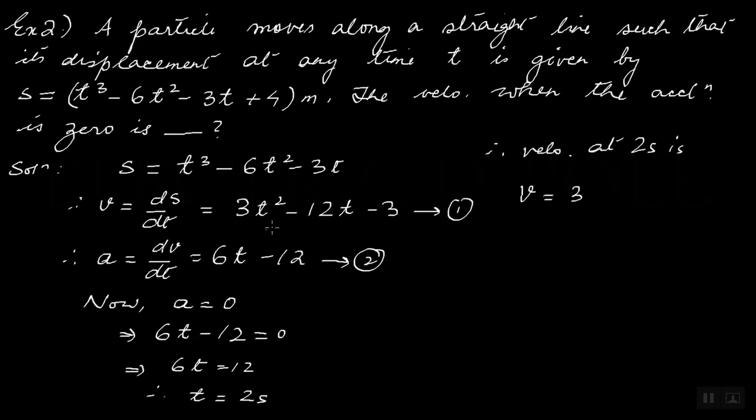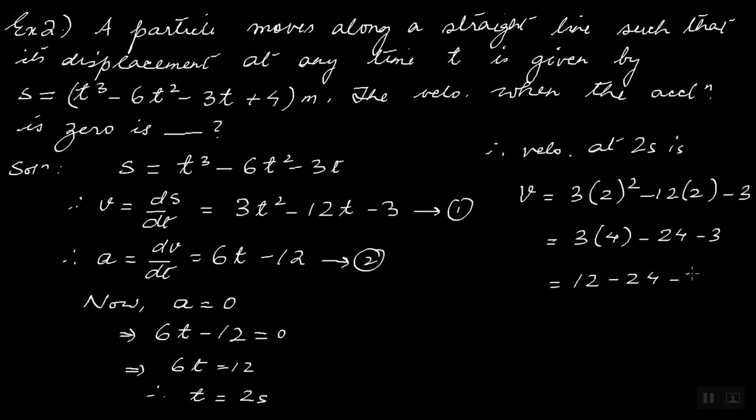Let us put in the expression for the velocity, instead of t we write 2. So we have 3 into 2 squared minus 12 into 2 minus 3. So we have 3 into 4 minus 24 minus 3. 3 fours are 12, minus 24, minus 3. So we will get a negative. 12 minus 24 is minus 12. Minus 12 minus 3 will be minus 15 meters per second. That is the answer.